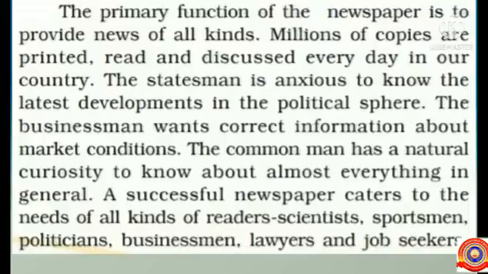Look at the next paragraph. The primary function of the newspaper is to provide news of all kinds. Millions of copies are printed, read and discussed every day in our country. The statesman is anxious to know the latest developments in the political sphere. The businessman wants correct information about market conditions. The common man has a natural curiosity to know about almost everything in general. A successful newspaper caters to the needs of all kinds of readers: scientists, sportsmen, politicians, businessmen, lawyers and job seekers.